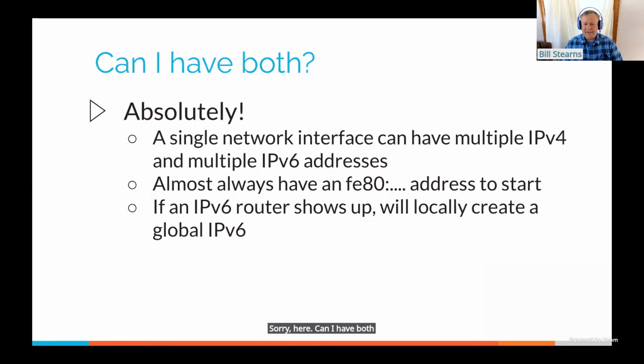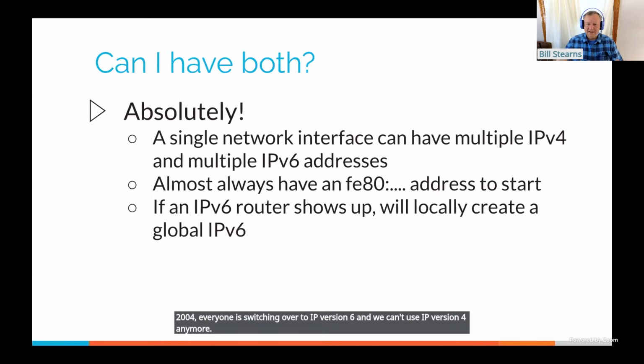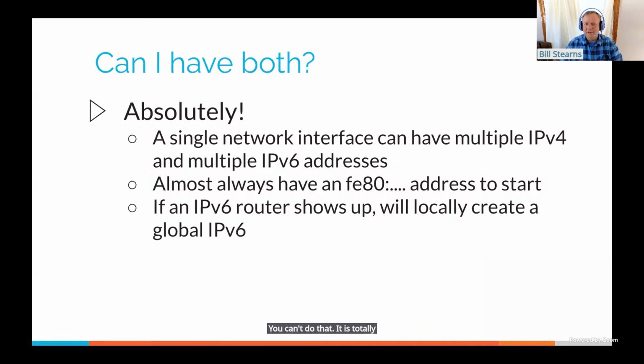The people that designed IPv6 totally understood that you can't have a statement that says, okay, up through July 31st, 2001, we're going to use IP version 4, and then starting on August 1st, 2004, everyone is switching over to IP version 6, and we can't use IP version 4 anymore. You can't do that. It is totally not possible. It would be hell.